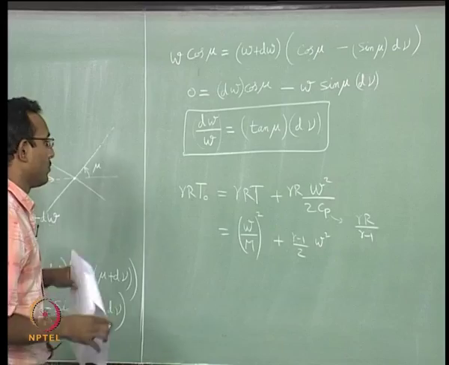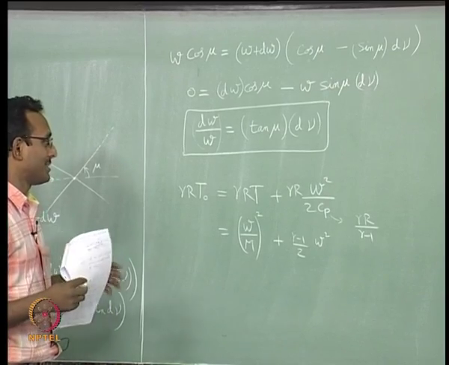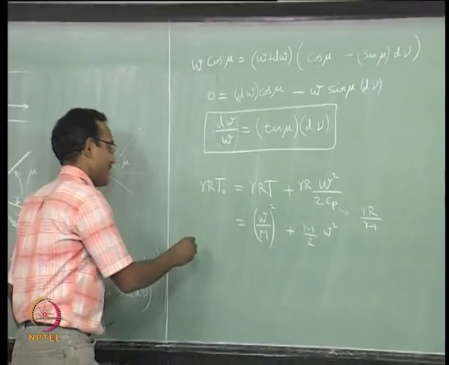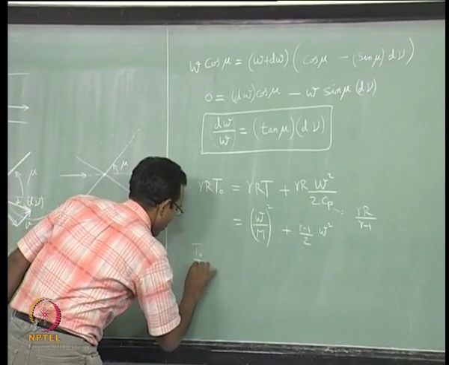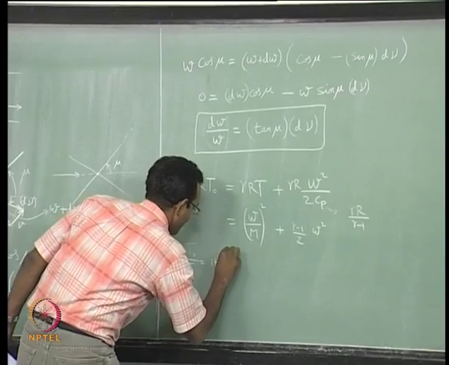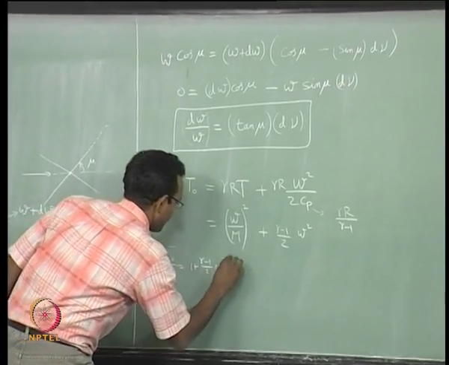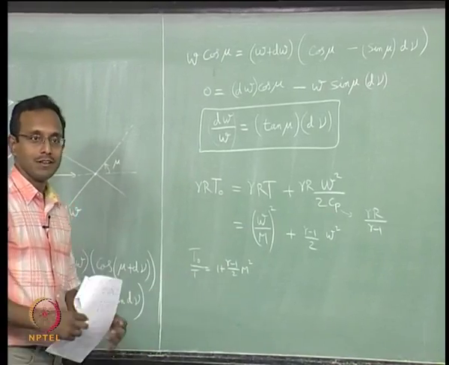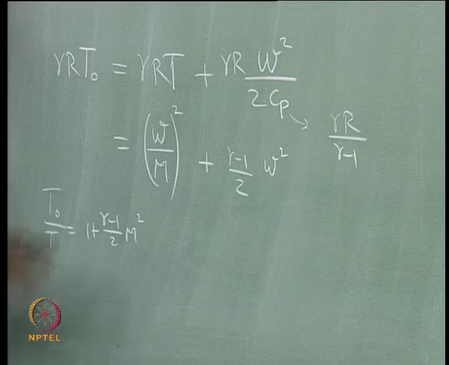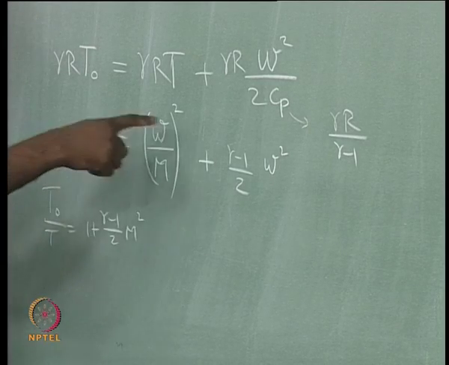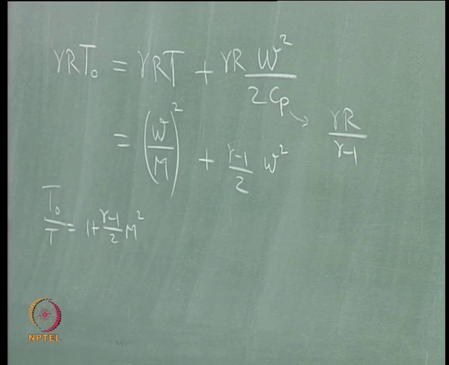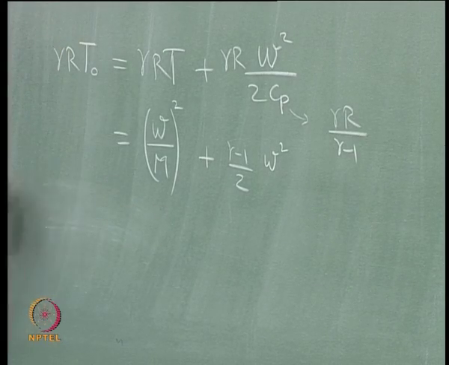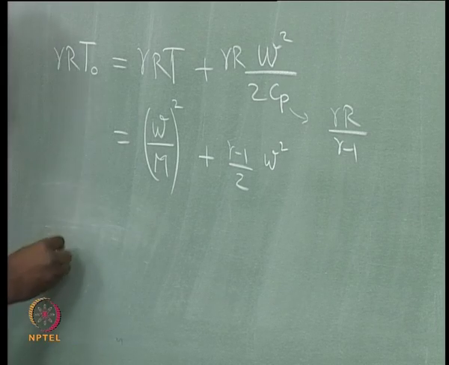Now, I could have derived it from somewhere else, I will just keep it this way. Of course, you know that directly this can be rearranged to the form T naught by T equal to 1 plus gamma minus 1 by 2 m square, right. This is the same derivation we went through to get to here. Now, I want to keep things in terms of w's. So, I will not go that direction, I will keep it this way. I did this specifically so that you will remember this particular formula I wrote here.